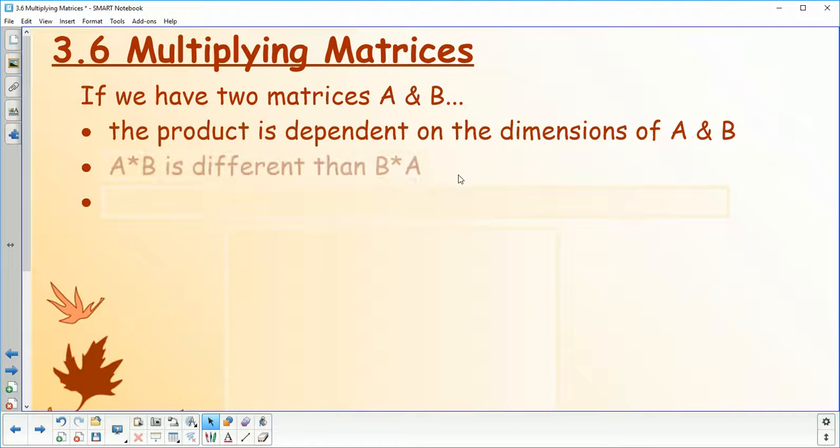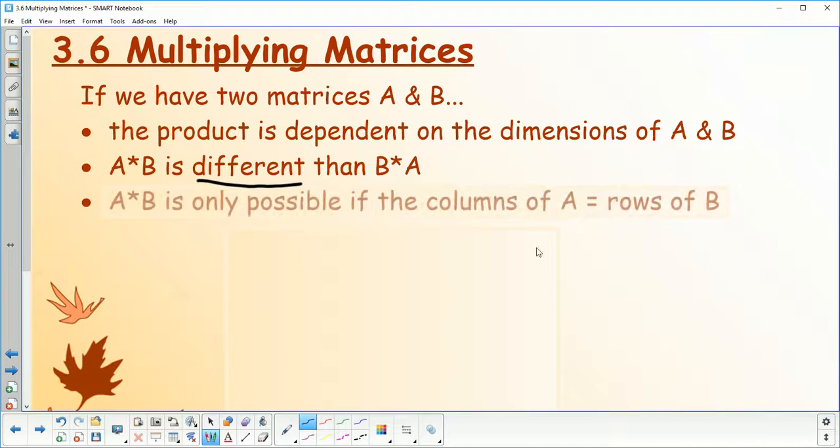Another big thing is, in normal multiplication of just two numbers, A times B is the same thing as B times A. So like 2 times 3 is the same thing as 3 times 2. But when we multiply matrices, it is not always necessarily the same. A times B is almost always different than B times A, and sometimes you can do A times B, but it doesn't necessarily mean that you can do B times A.